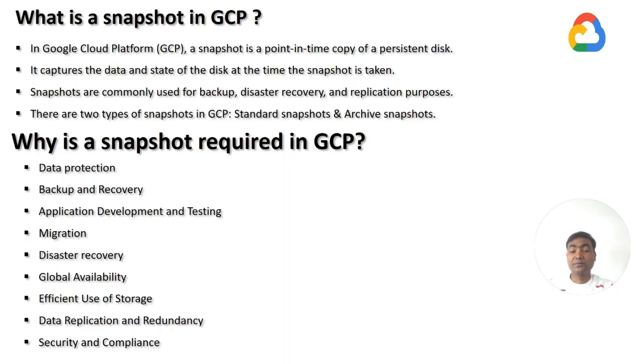There are two types of snapshot in Google Cloud Platform: standard snapshot and archive snapshot. Standard snapshots are the most common type of snapshot. They are inexpensive and easy to use. Archive snapshots are more durable than standard snapshots. They are stored in a different location and are less likely to be lost in the event of a disaster. However, they are more expensive than standard snapshots.